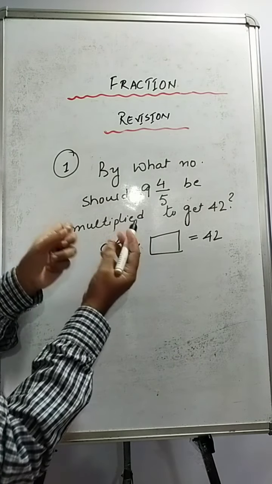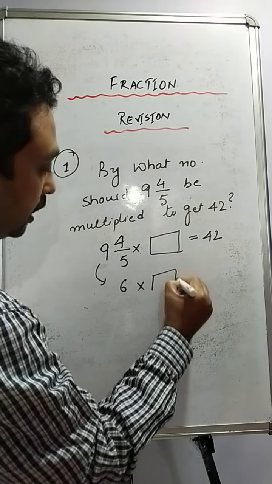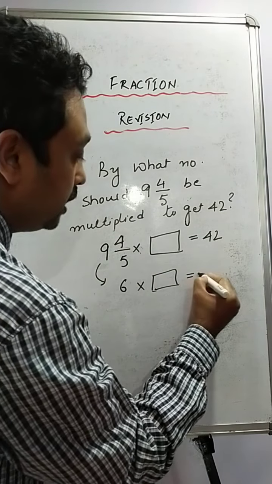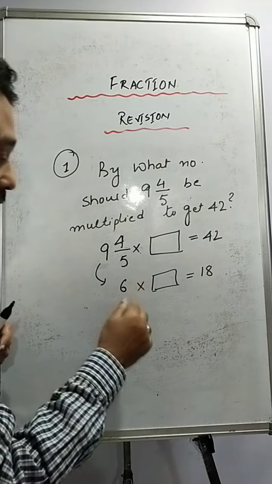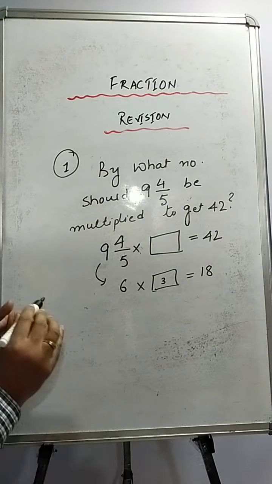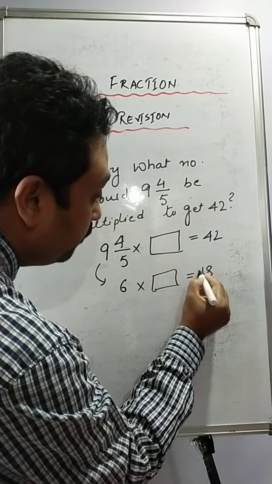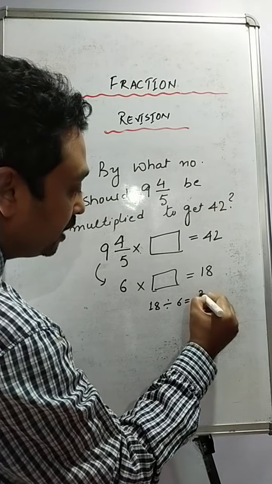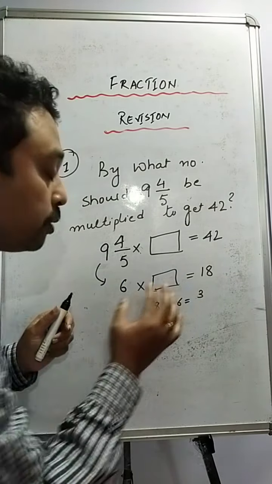Now let me take one very simple example. Suppose 6. What number do you have to multiply with 6 to get 18? You will read the table of 6: 6 1 is 6, 6 2 is 12, 6 3 is 18, and you will say, sir, the answer is 3. But how exactly is it coming? The method is that if you divide this 18 by this 6, you will get the answer 3.